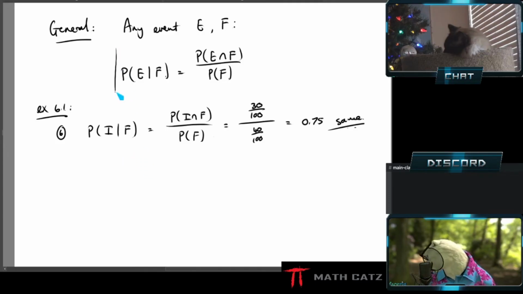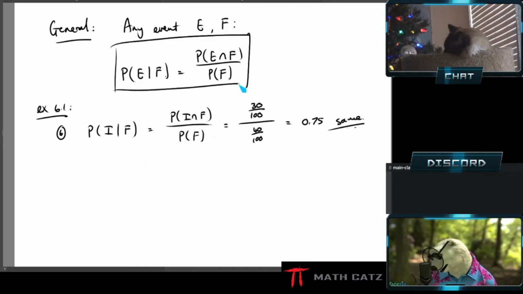So I need to memorize this. I need to memorize it. Probability of the intersection of both over the probability of the given one. Always. It's never going to change. That's it. All right, so far so good, I hope.